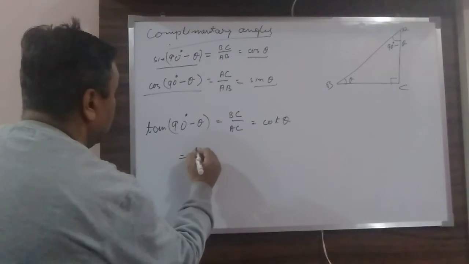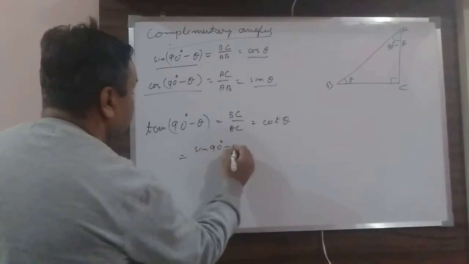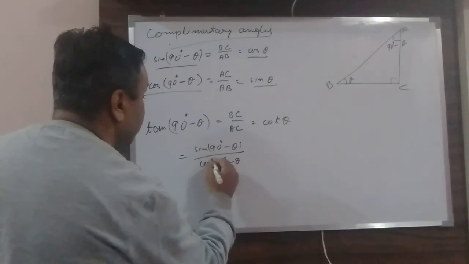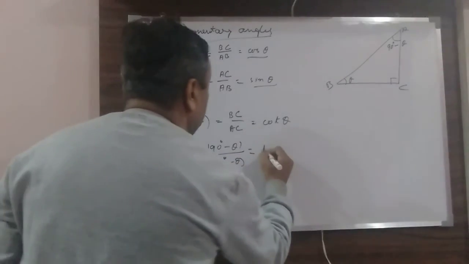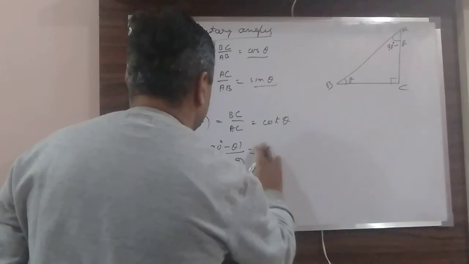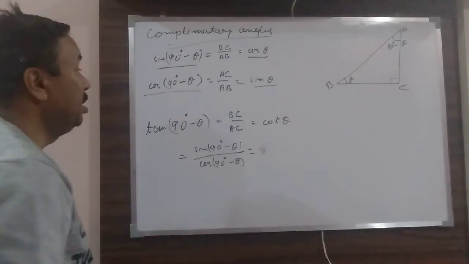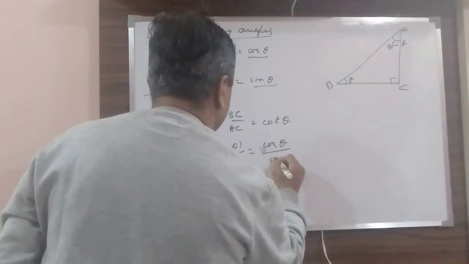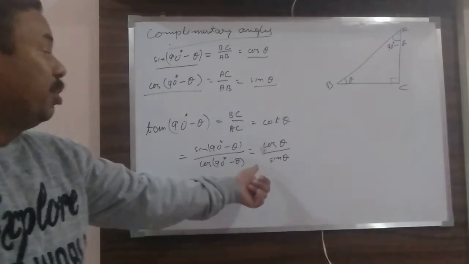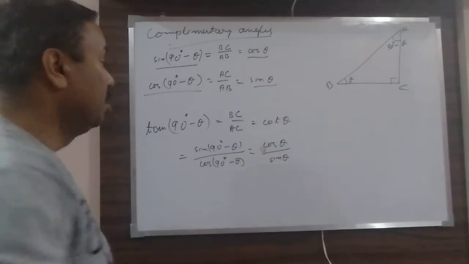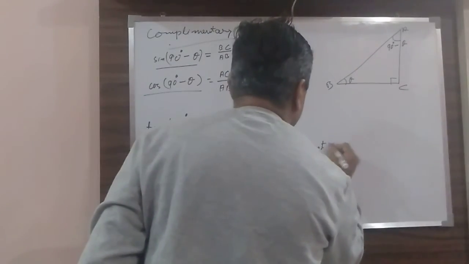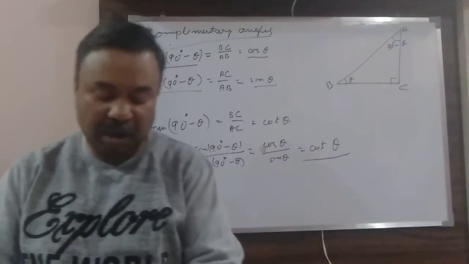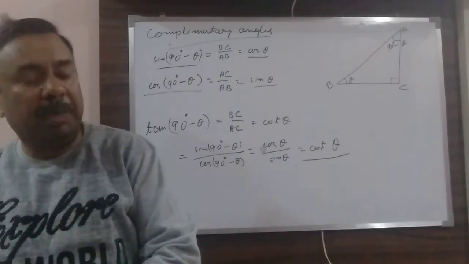This is equal to sin 90 degrees minus theta divided by cos 90 degrees minus theta. Now what is sin 90 degrees minus theta? I have proved that it is equal to cos theta, and cos 90 degrees minus theta is sin theta, so it is cos theta divided by sin theta, just the reciprocal of tan theta. What is the reciprocal of tan theta? That is cot theta. So these are the ratios for the complementary angle.